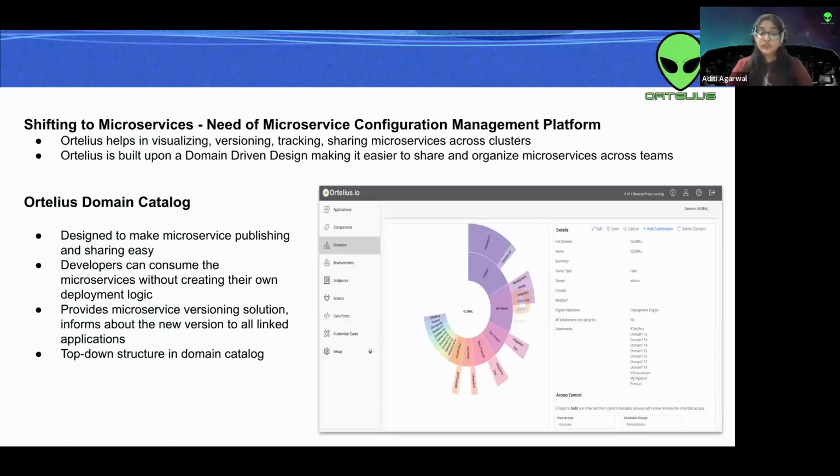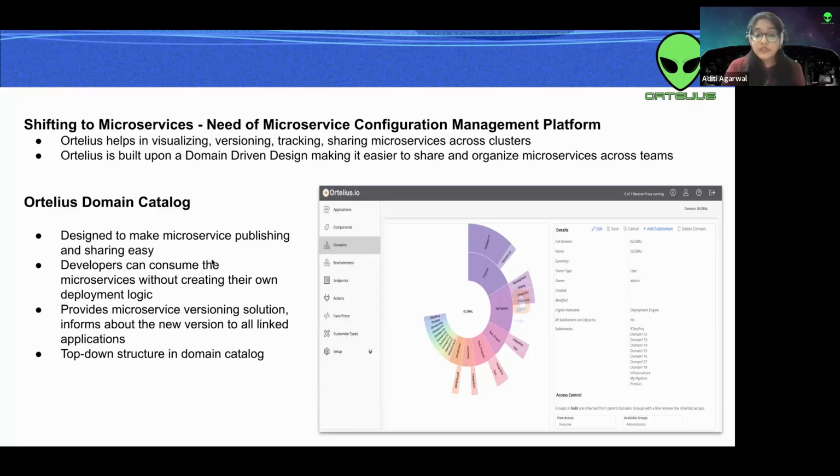Ortelius is also built upon domain-driven design, which we have already talked about, and which was the key reason for making it easier to share and organize microservices across teams. To understand the concept of domains in Ortelius, we have something called the Ortelius Domain Catalog. From the picture we can see the dashboard of Ortelius, inside which we have a section called domains. This is the domain catalog, and it is designed to make microservice publishing and sharing easy.